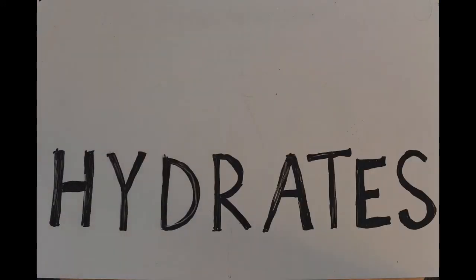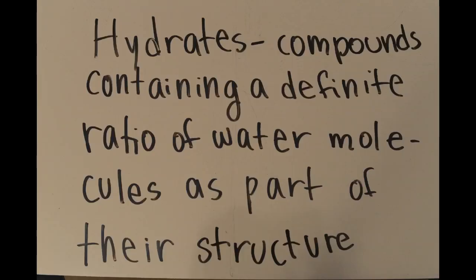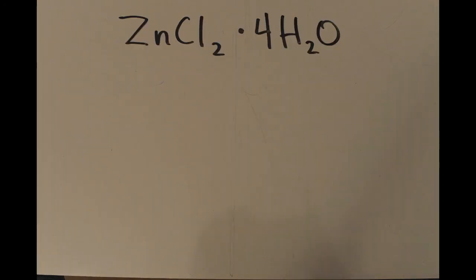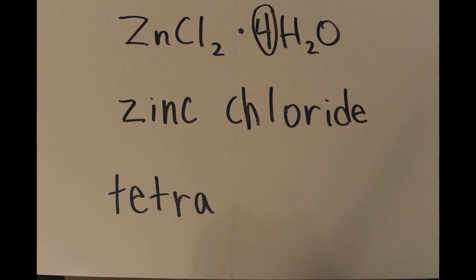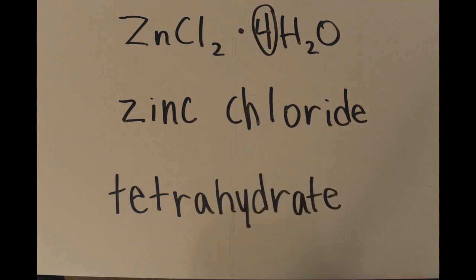The last topic we will go over is how to name hydrates. Hydrates are compounds containing a definite ratio of water molecules as part of their structure. Let's go over an example of a hydrate. Here we have ZnCl2·4H2O. First, we would name ZnCl2 the way we went over in ionic compounds, which would give us zinc chloride. Next, we would identify the number of water molecules. In this example, we have 4. We use the same prefixes used in the covalent compound section, so we start with the prefix tetra. Next, we add on hydrate, leaving us with the name zinc chloride tetrahydrate.